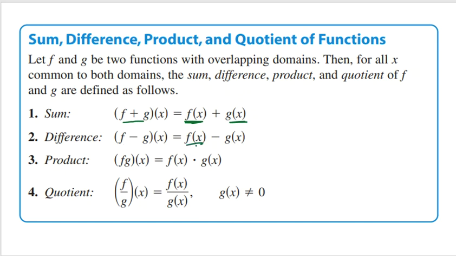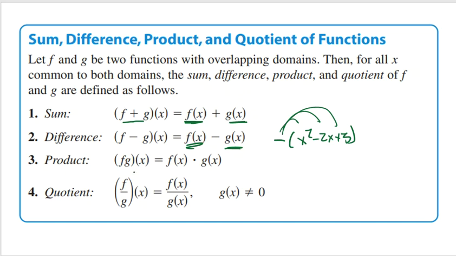f minus g is function f minus function g. Very simple rule. The only thing you got to be careful of here is that if g is many things, let's just say g is x squared minus 2x plus 3, when you subtract it, you got to carry that negative through it. Okay, that's another simple rule.